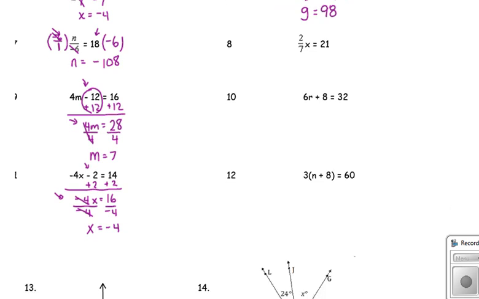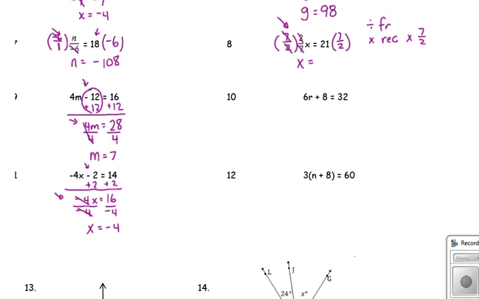Number 8, 2/7 x means to multiply. The opposite of multiplying is dividing. Remember that when you divide by a fraction, you're actually multiplying by the reciprocal. So we are going to multiply by 7/2. Show multiplication with parentheses. 7 over 2. 7 over 2. 7 divided by 7 is 1. 2 divided by 2 is 1, leaving you with x on the left.